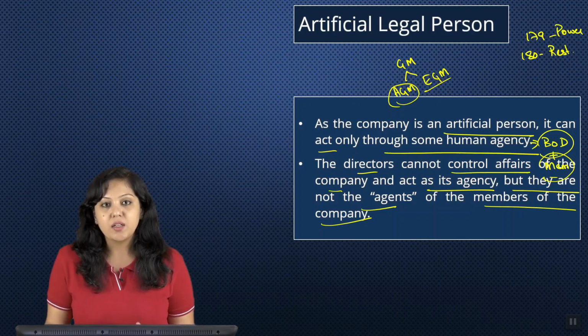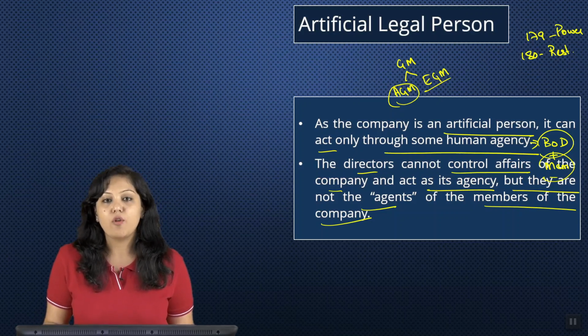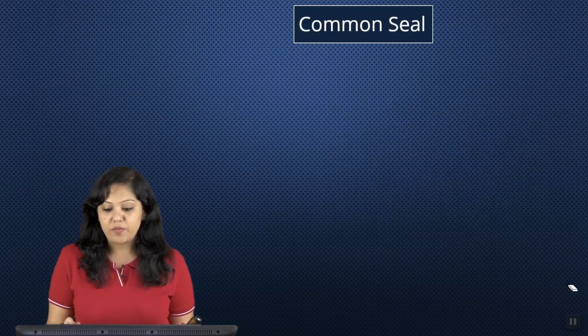Now, since directors are acting on behalf of the company, they are not treated as agents. Okay, there is no mutual agency in the case of a company form of organization. So that is the meaning of agency, that is, the directors are not treated as agents of the company, though they are acting on behalf of the company. So these were the features.